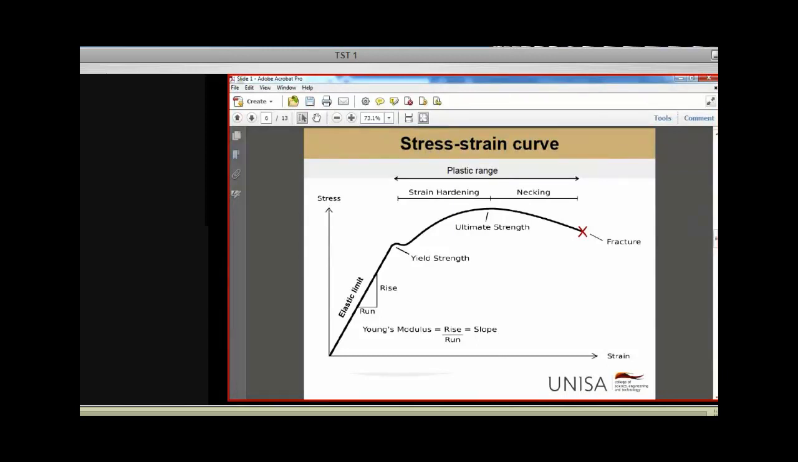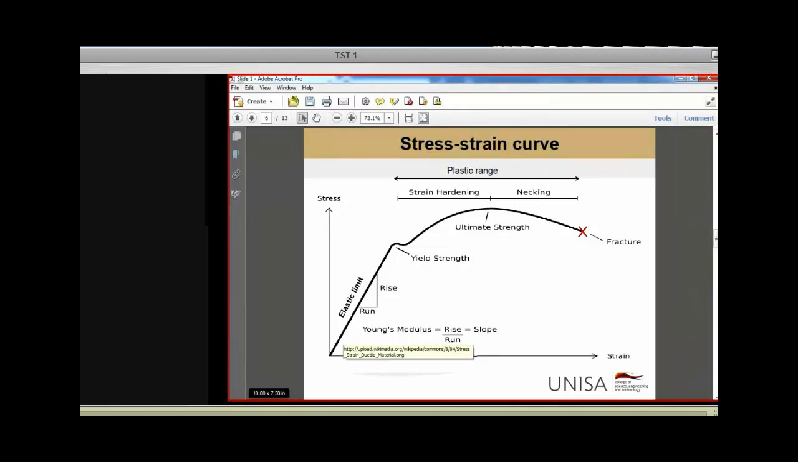But before a material fails, it goes through different stages. The first stage is what we call the elastic limit stage. At this stage, there is a linear relationship between the stress and the strain. That is, as the load is being applied on the material, the change in length is directly proportional to the strain observed. At that point, the material is within the elastic limit, meaning that when the stress is removed, the material can return to its original shape.